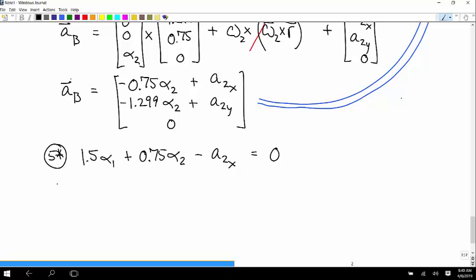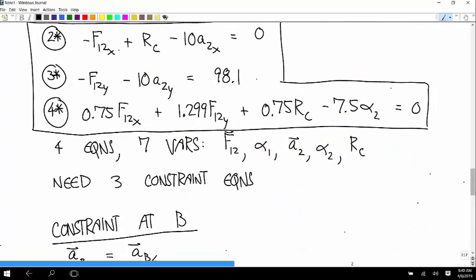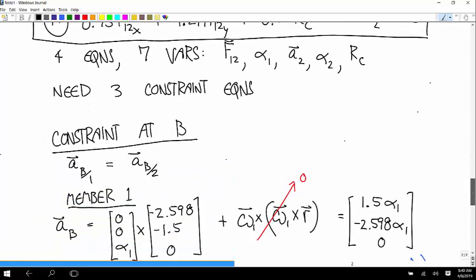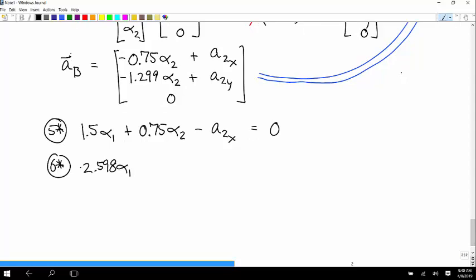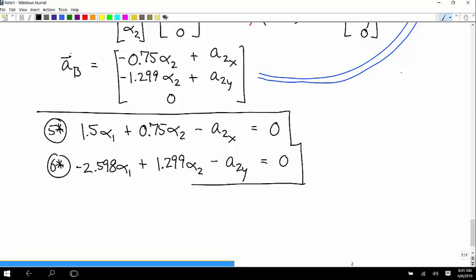And then equation 6 star says 2.598 alpha 1 plus 1.299 alpha 2 minus A2y is equal to 0. Any questions about that? Okay.